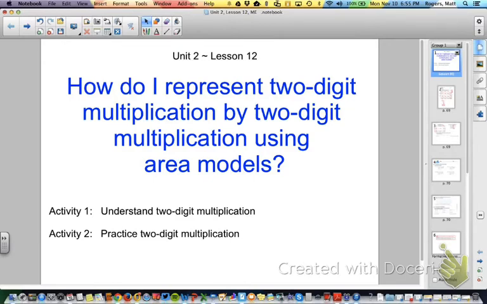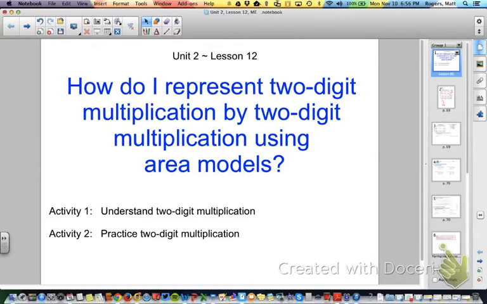We only completed about half of this lesson today, so I'm only going to go over about half of the activities in the smartboard and the workbook. But our essential question today was, how do I represent two-digit by two-digit multiplication using area models?